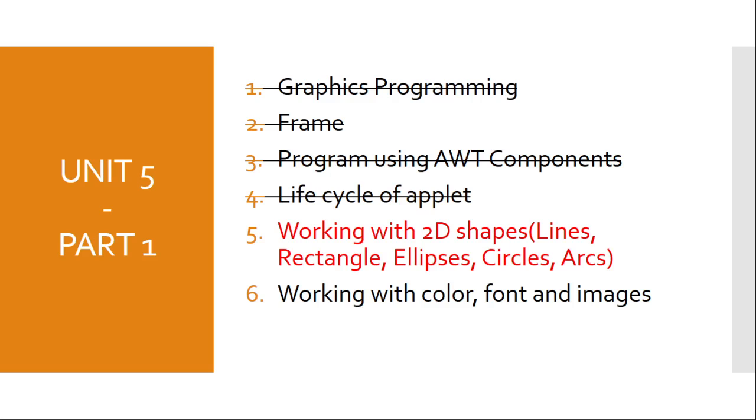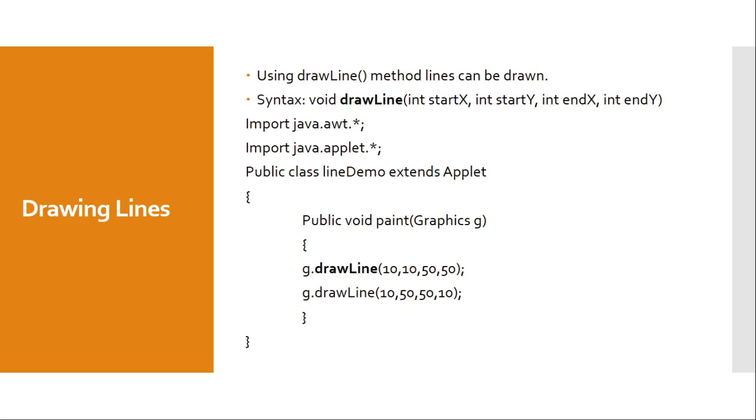So, until now, we have seen part 1 in unit number 5. That is, graphics programming, how to work with frames, AWT components, and we have seen the demo in NetBeans and life cycle of applet. So today's topic is about working with 2D shapes. As I said, we are going to draw lines, ellipse, arc, and rectangle.